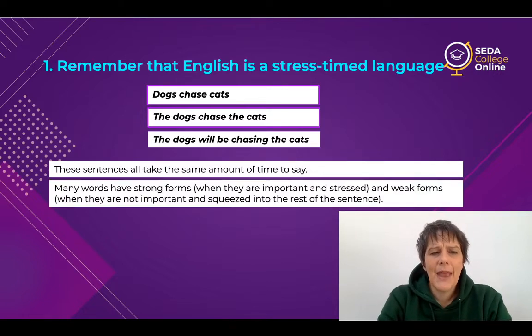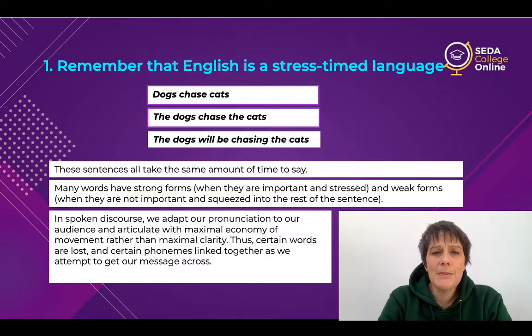So here we have words with strong forms that are important in stress, like dogs, chase, and cats, and weak forms that are not important. So will be, those words are not really important. So the dogs will be chasing the cats. The content is still there, and you understand the grammar just because you follow what's being said.